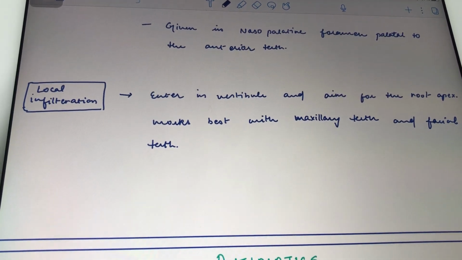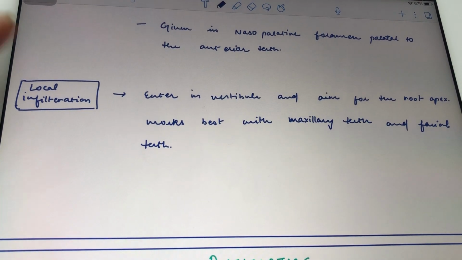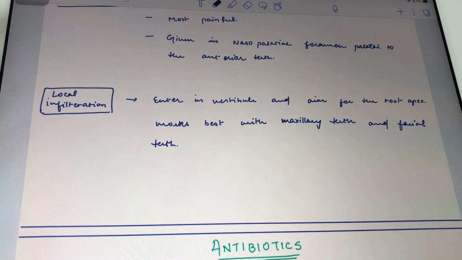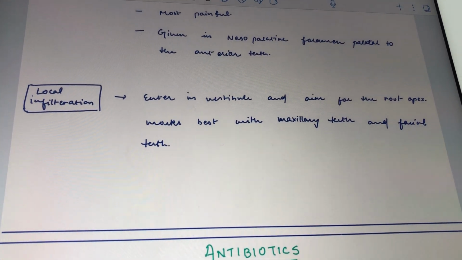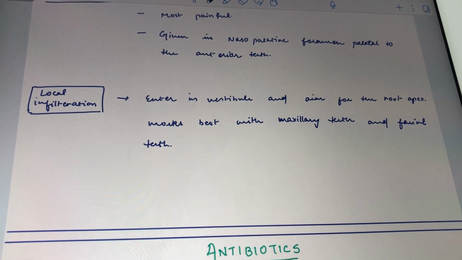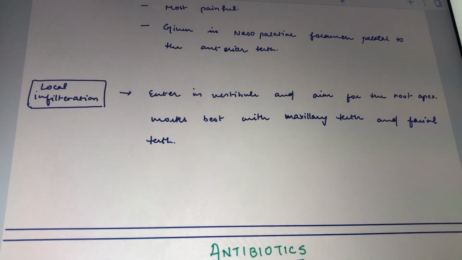Next one is local infiltration. Local infiltration is given in the vestibule and aimed at the root apex. This works best for the maxillary teeth because the bone is not as dense as that of the mandibular teeth.